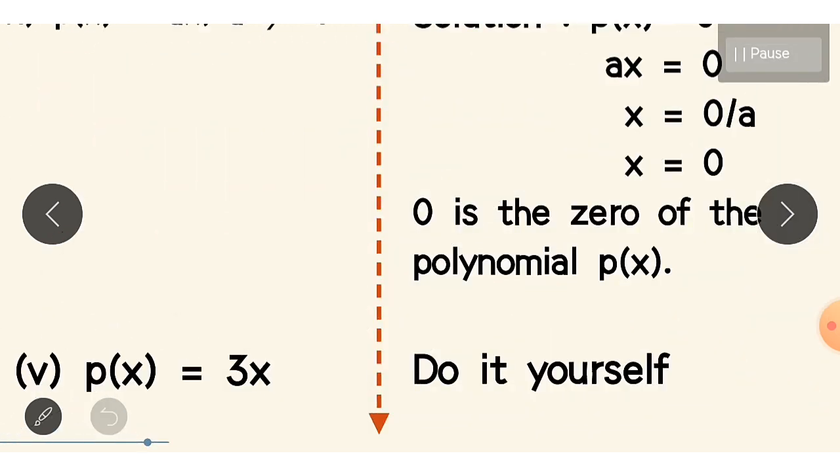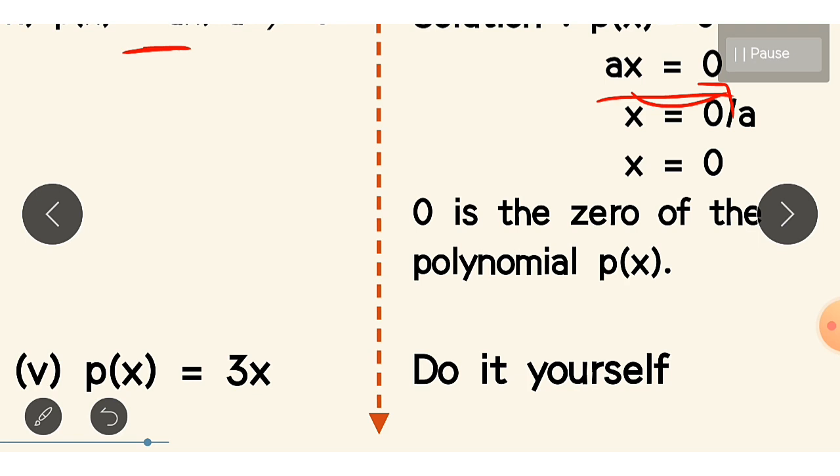Let us see the next problem. P of x equal to ax. Here also we have to find the zero of the polynomial. Now p of x equal to 0. In this problem, p of x means ax. Ax equal to 0. Taking this a to the other side, it becomes a division operation. So x equal to 0 by a. 0 by a equal to 0. So 0 is the zero of the polynomial here.